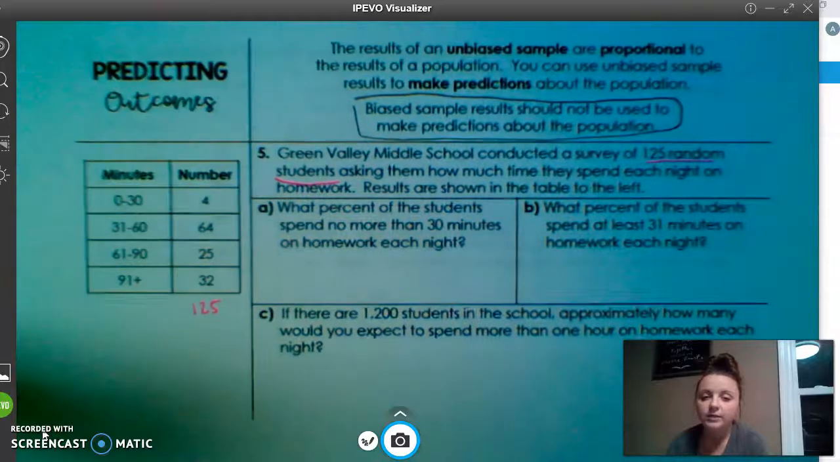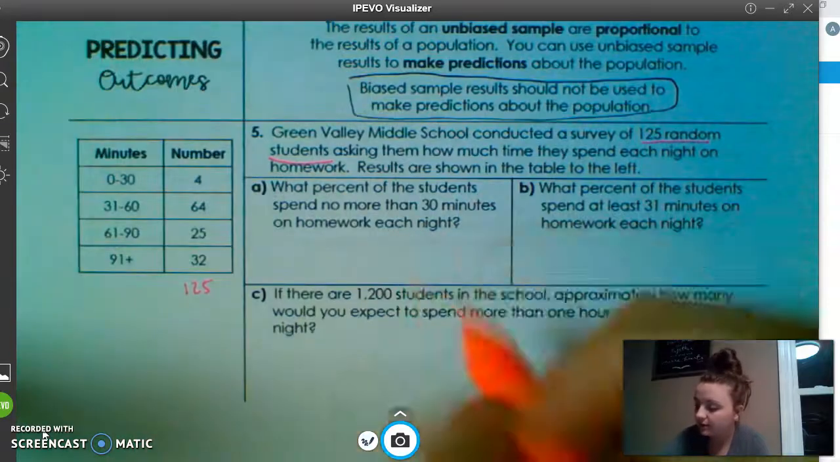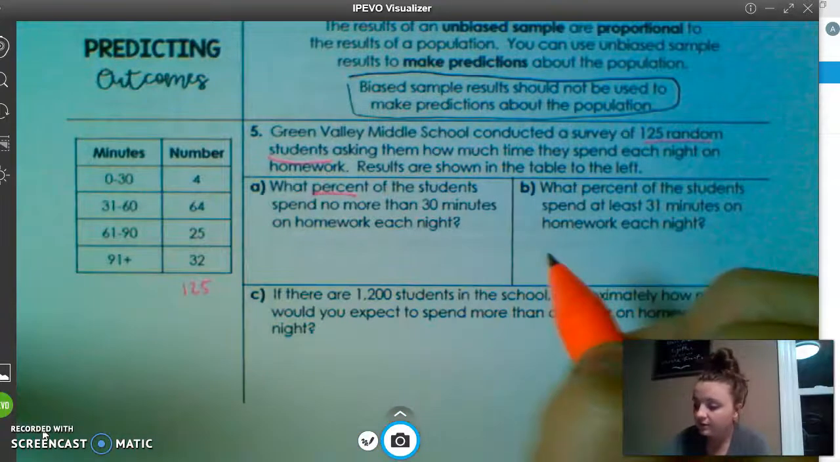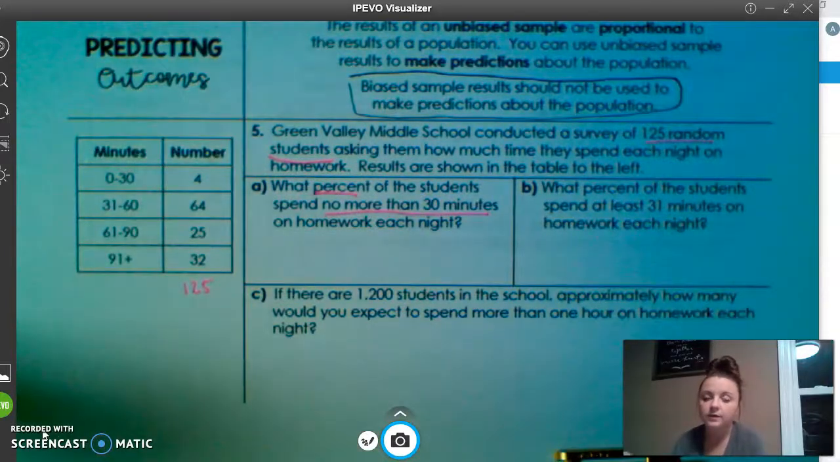So A says, what percent of the students spend no more than 30 minutes on homework each night? So we're going to get a percent. So remember percent, we have to set up a fraction. So it's the part over the whole. So we want the percent of students that spend no more than 30 minutes on homework each night. If you want no more than 30, that means you're okay with 30 and below. That's like if you tell mom, I'll give you no more than $10. You wouldn't give her $11. So no more than 30.